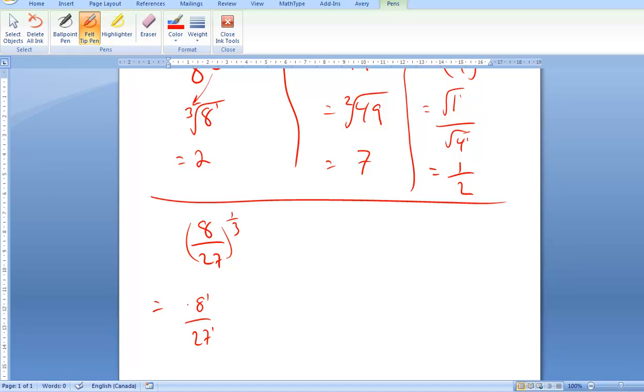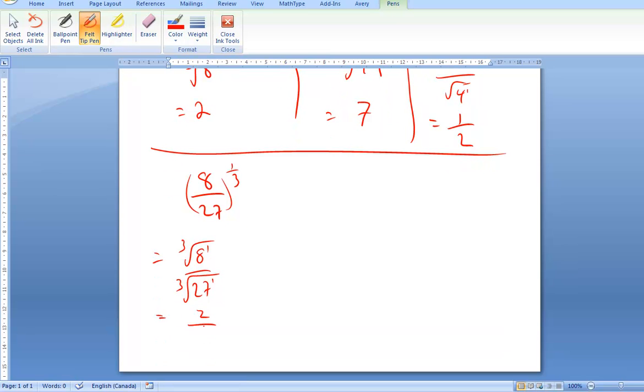I probably wouldn't even write the 1 anymore. And then I'm going to take the cube root of the top one and the cube root of the bottom one. Cube root of 8 is 2. We've already done that. And the cube root of 27, what multiplied by itself 3 times is 27, is 3, because 3 times 3 is 9 times 3 is 27, so we get 2/3. Or you can use your calculator if you want to double check, and that's a nice thing to do.